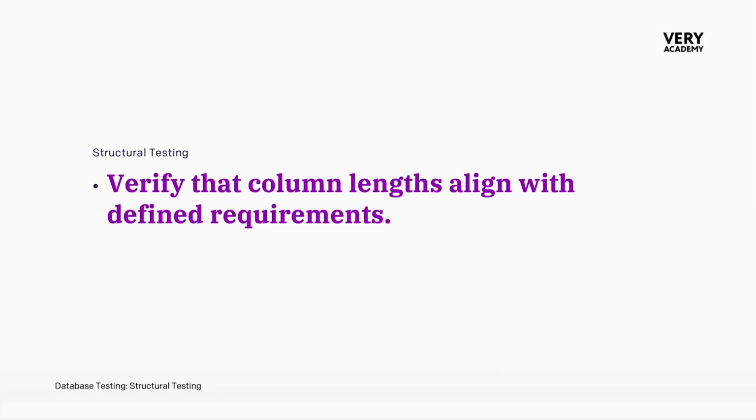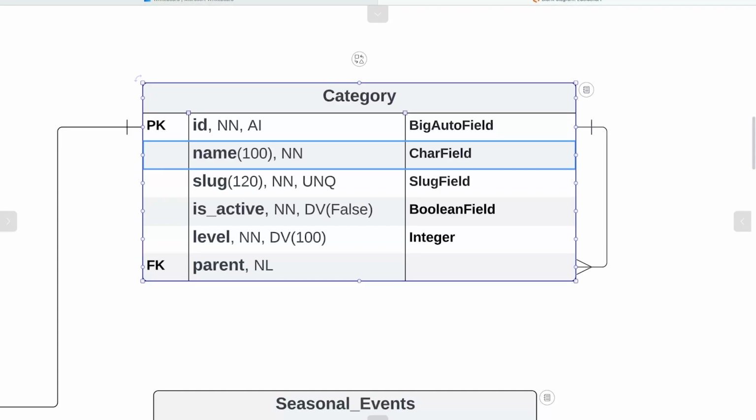Next up, let's go ahead and verify that the column lengths within our models have been defined correctly and that they are aligned with our database design requirements. If we take a look at our category model design, you can see that after some of the names of the fields, we have the parentheses and then a number. This number represents the maximum column length, or the maximum amount of characters that can be used for this field. So we're limiting the amount of data that can be stored within the field.